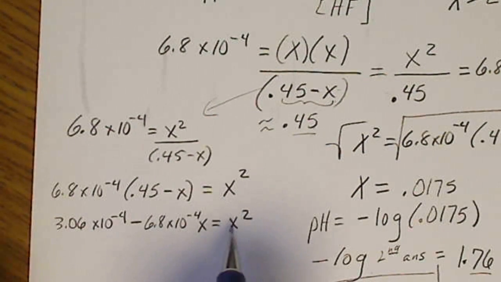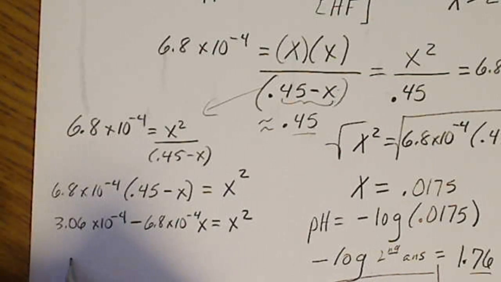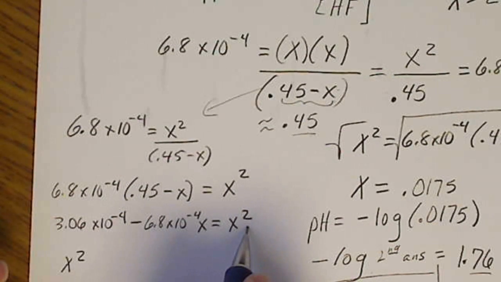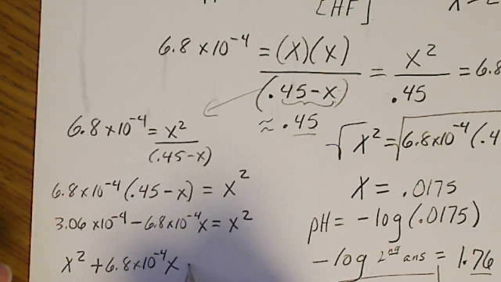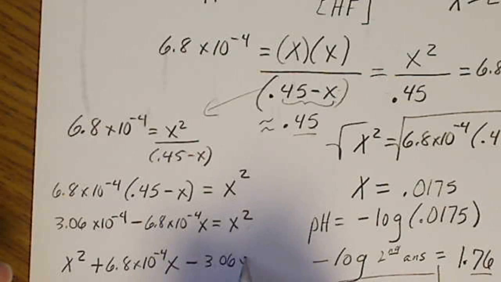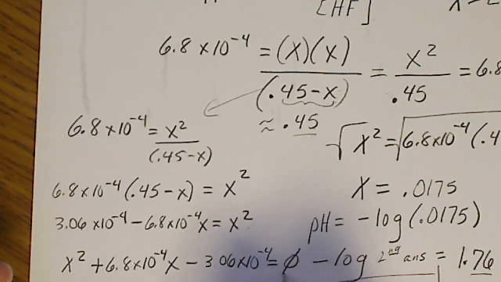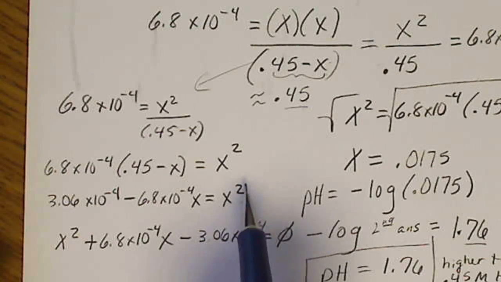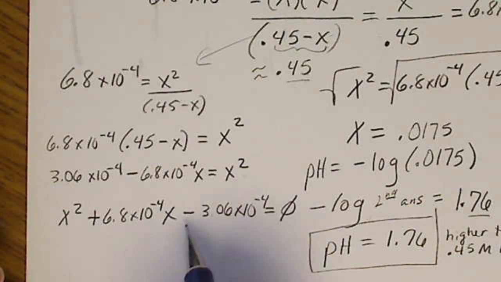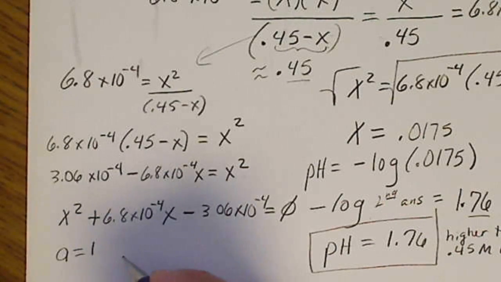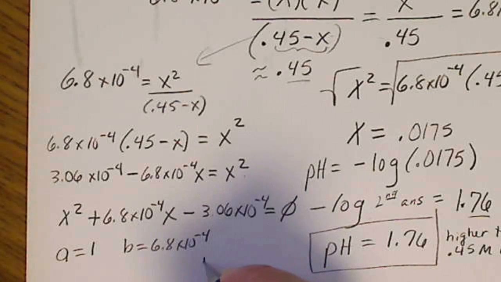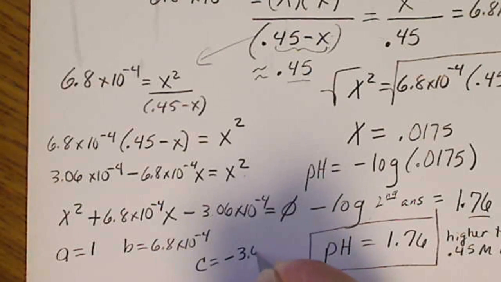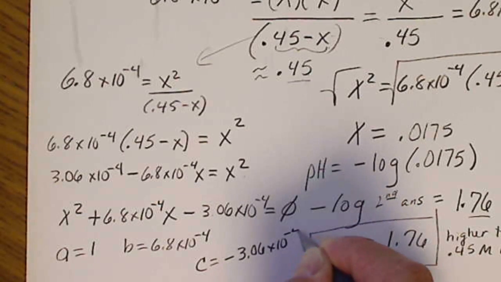So I just did the distributive property here. Now I'm going to put all of my terms on one side. So x squared is positive. I'm going to move this over. This will be plus 6.8 times 10 to the minus 4 x minus 3.06 times 10 to the minus 4, and set this equal to 0. So I'm going to find the roots. I'm going to find the values for x that make this equation true. So a equals 1, b equals 6.8 times 10 to the minus 4th, and c equals negative 3.06 times 10 to the minus 4th.